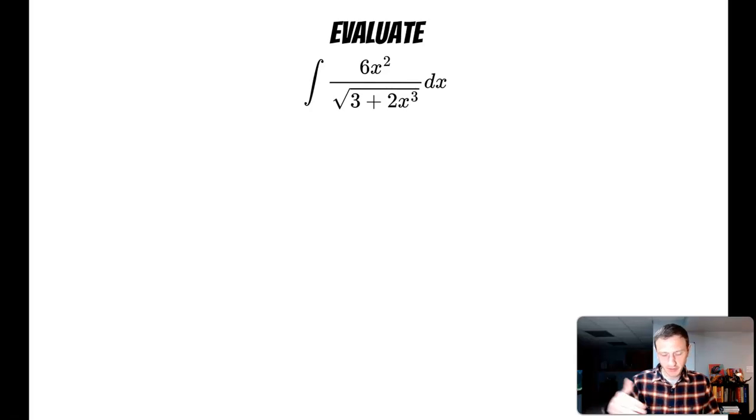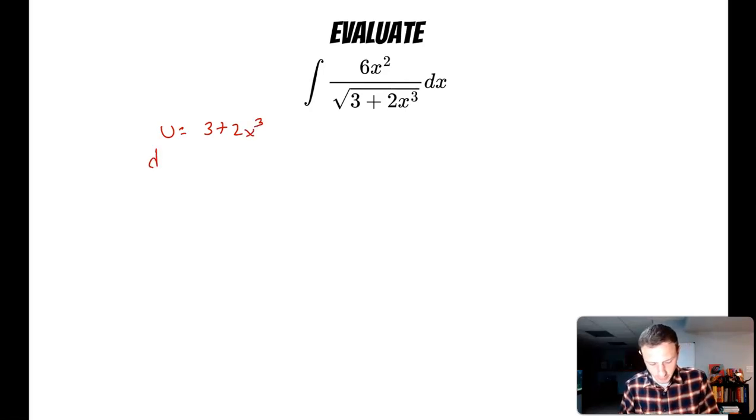But when we start to think about substitution, a very good substitution to make, or at least try, would be what's inside the radical. So we want to set that equal to u, take the derivative, and then hope that derivative works out in our favor to help us out with this term here, 6x squared. That's what we're shooting for right now. So let's set u equal to 3 plus 2x to the third.